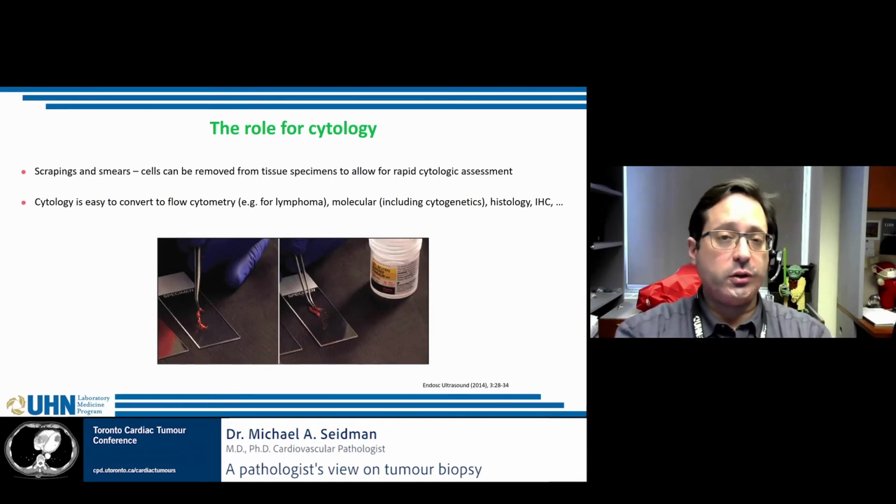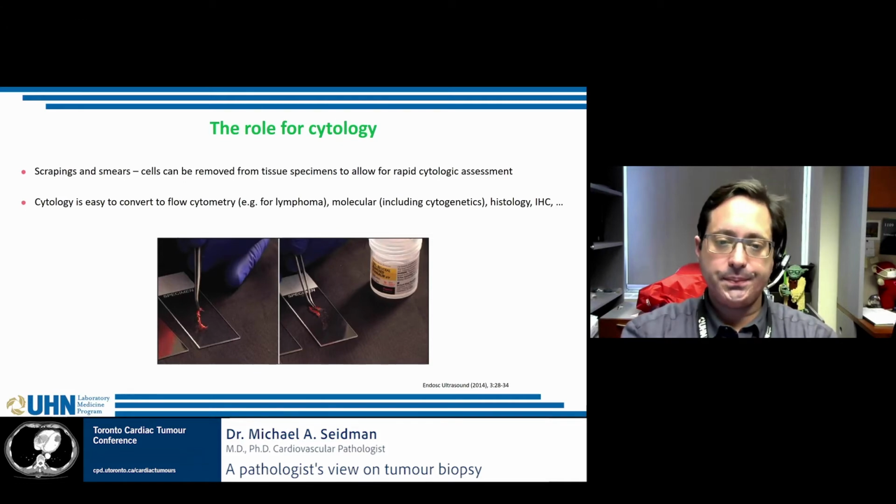It's also important to note that cytology, by virtue of being fluid-based, can be rapidly converted to flow cytometry if a hematologic malignancy is suspected. It's particularly useful for generating rapid molecular results. Given the types of fixatives, they have somewhat different considerations for what can and can't be done compared to formalin. And it can be converted, as I mentioned, to pseudo-histology, which allows for immunohistochemistry phenotyping.